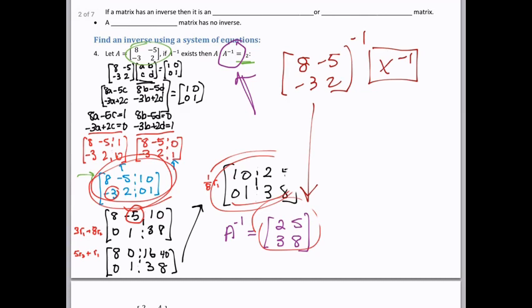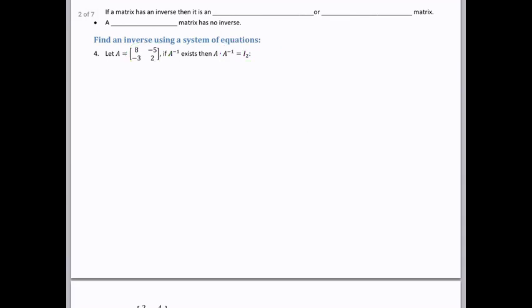Alright, so there may be times where I ask you to do this by hand if you don't have a calculator, but we're going to figure out some nice, easy ways to find the inverse of a 2 by 2 and so on and so forth. So you guys can flip to the next page. I'm going to bring it up here for us.